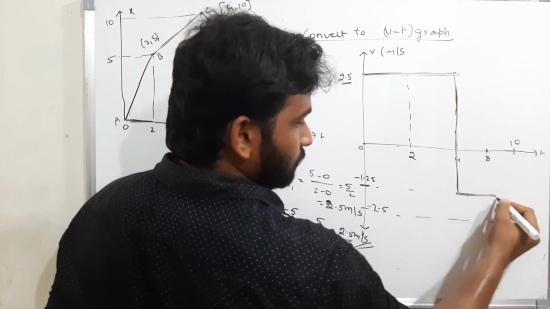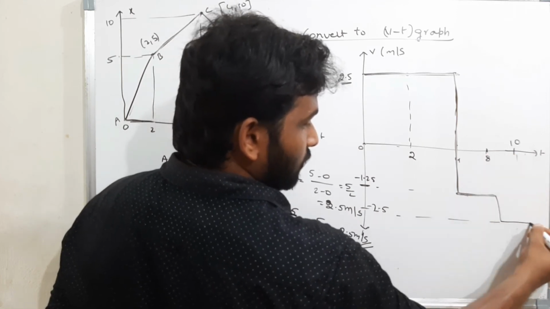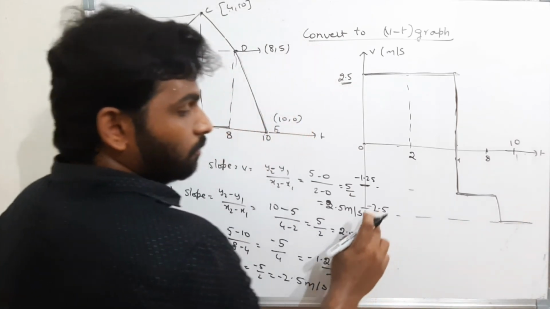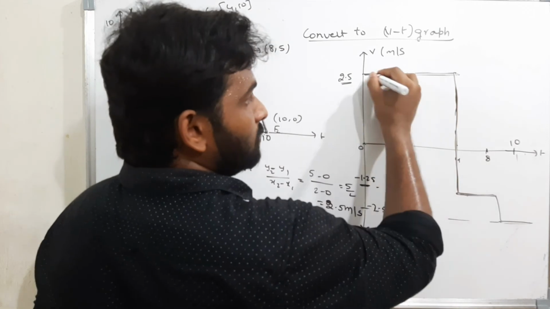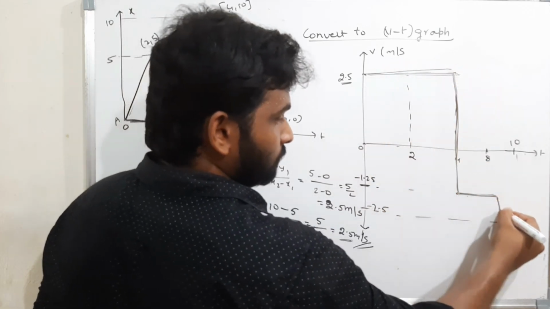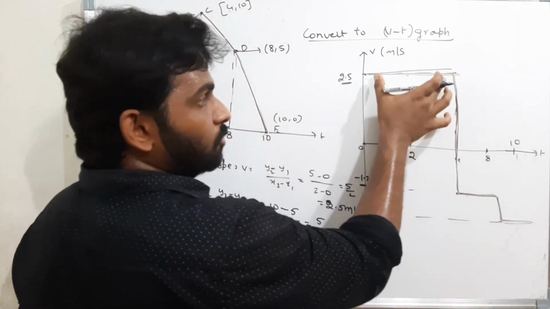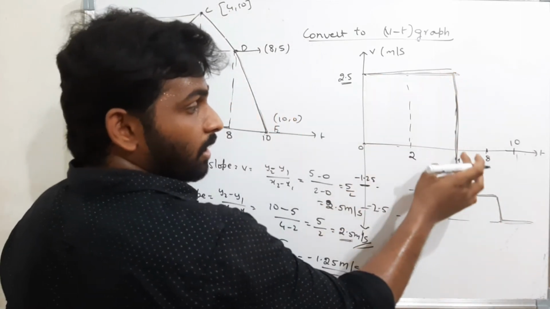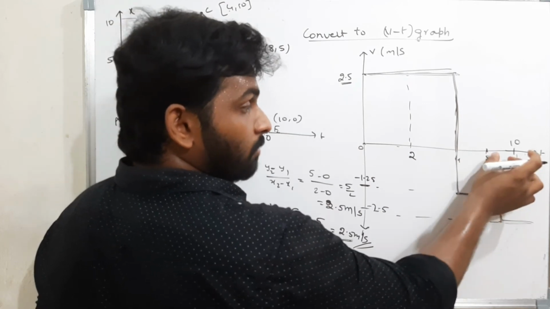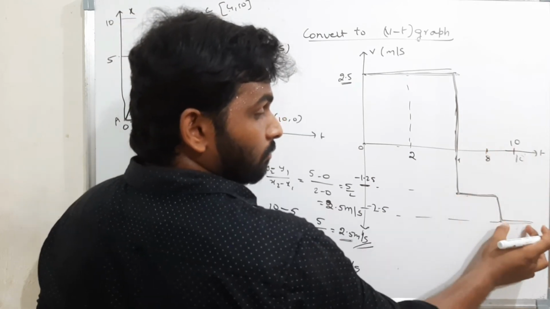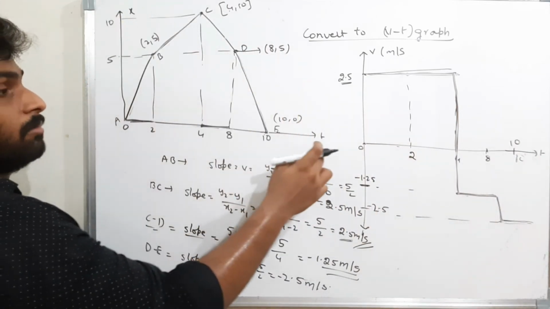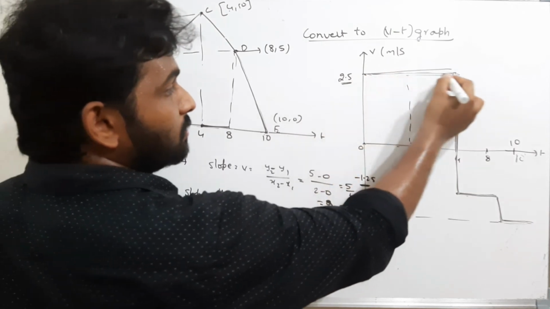From 8 to 10, that means from here to here, the velocity is minus 2.5. That's all. This is the graph. From 0 to 4 seconds, 2.5 velocity, constant velocity. And again from 4 to 8, minus 1.25 velocity, negative velocity. Again from 8 to 10, minus 2.5 velocity. If I convert the displacement-time graph into a velocity-time graph, the graph will be like this.